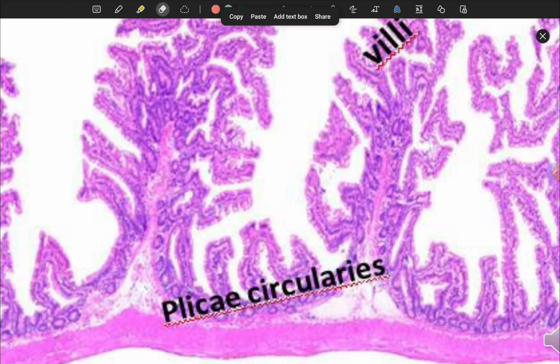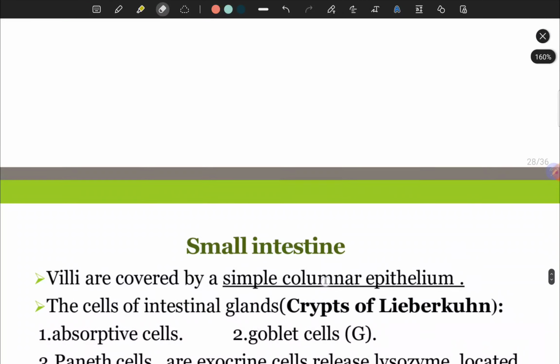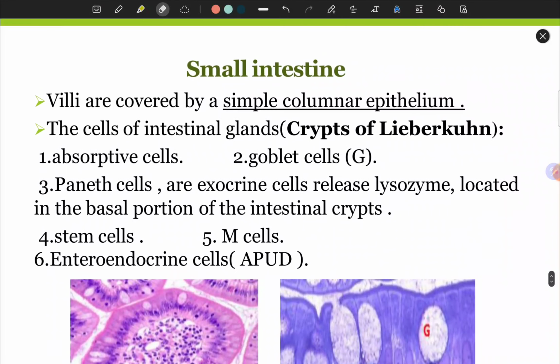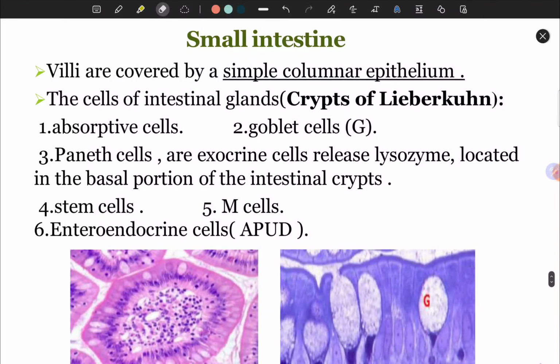Villi are covered by simple columnar epithelium. The cells of the intestinal glands are simple columnar epithelium, which is the usual type of epithelial lining of the intestinal tract. We have the intestinal glands, which are the crypts of Lieberkühn. Like the gastric glands, they have the absorptive cells, which are the simple columnar cells, goblet cells, and Paneth cells.